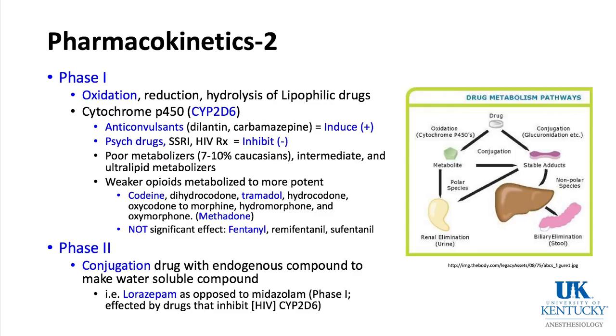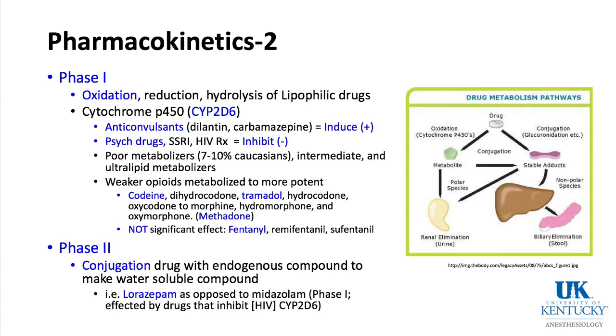Weaker opioids, as we mentioned, are metabolized to more potent opioids: codeine, dihydrocodeine, tramadol, hydrocodone, oxycodone to morphine, hydromorphone, and oxymorphone. So a lot of our opioids depend upon the CYP system to be metabolized to more potent forms. No significant effect on fentanyl, remifentanil, and sufentanil. So in the example on the right, you can see a drug going to its metabolite via oxidation by the cytochrome P450 system. When it's oxidized, it's converted to a more polar species that then can be renally eliminated.